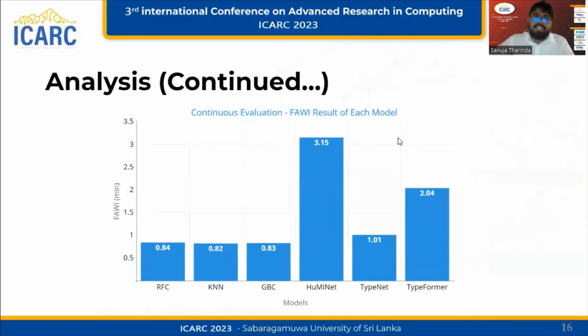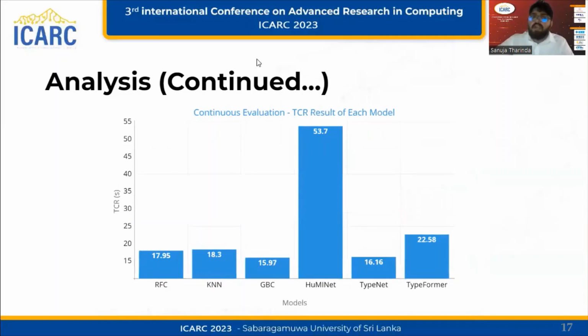Now let's look at the FAWI results. As you can see, KNN, RFC, and GBC models have achieved the best results. TypeNet has also achieved somewhat closer results. Now let's look at the TCR results. As you can see, GBC achieved the best results. TypeNet has also achieved close results to best.